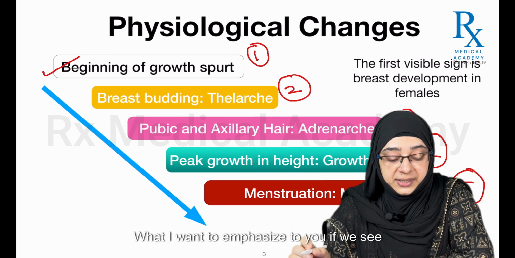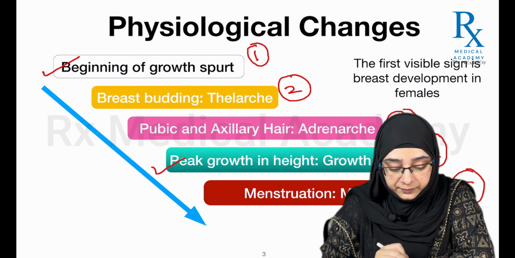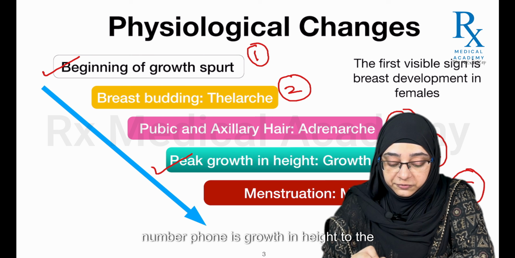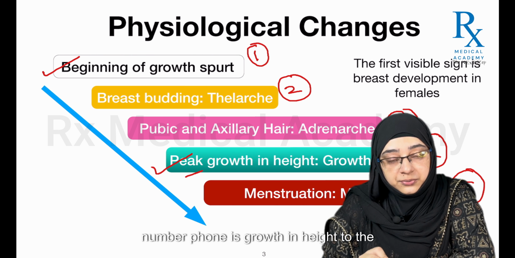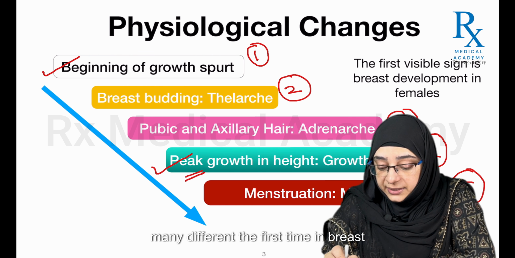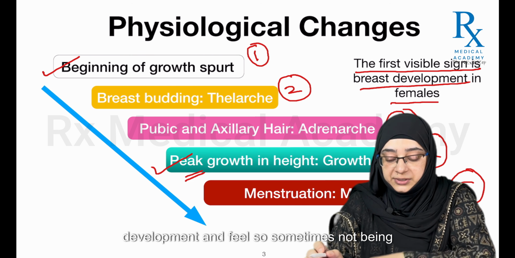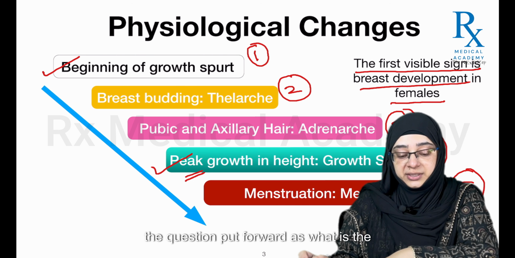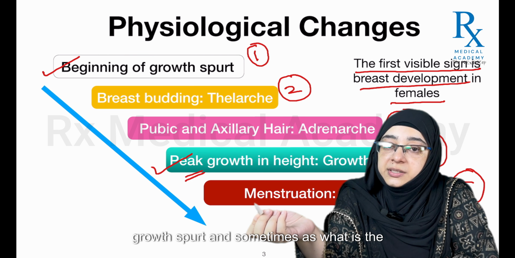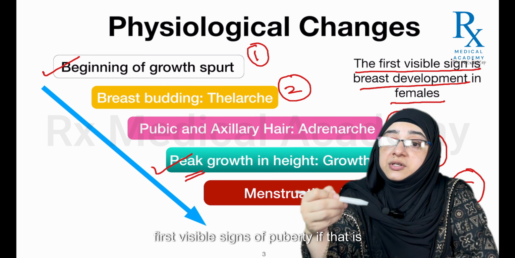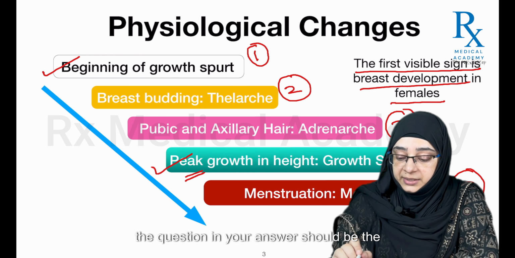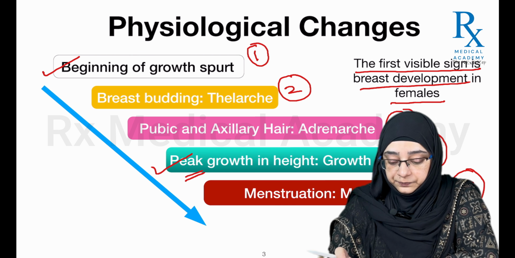What I want to emphasize to you is we see growth over here at 2 points. Point number 1 is beginning of growth spurt, and point number 4 is peak growth in height. These two things are very different. Also, the first visible sign is breast development in females. So sometimes the question may be put forward as what is the first sign of puberty? That would be beginning of growth spurt. And sometimes it could be asked as what is the first visible sign of puberty? If that is the question, then your answer should be that the first visible sign is breast development.